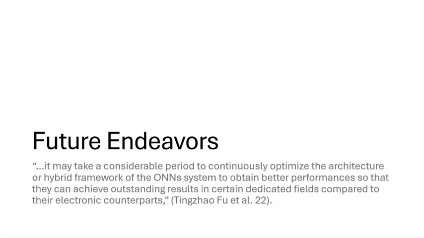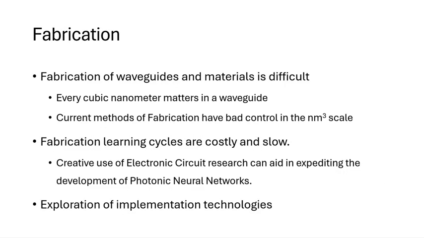Next is the future endeavors. It may take a considerable period to continuously optimize the architecture or hybrid framework of the optical neural network system to obtain better performances so that they can achieve outstanding results in certain dedicated fields compared to their electronic counterparts. So the first area of research could be fabrication.